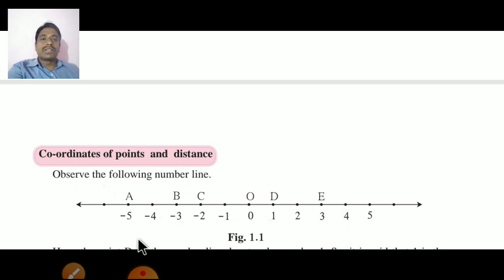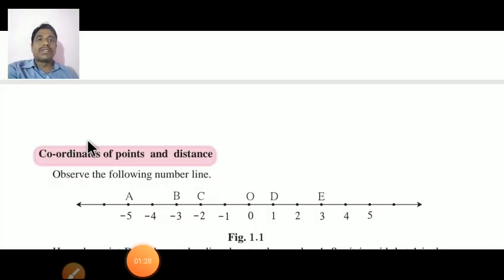Now A denotes the point -5 and therefore -5 is the coordinate of A. Similarly, B denotes the point -3, therefore -3 is the coordinate of point B. Number -2 denotes the point C, therefore the coordinate of point C is -2. In this way, the coordinate of O is 0, the coordinate of D is 1 and the coordinate of E is 3.